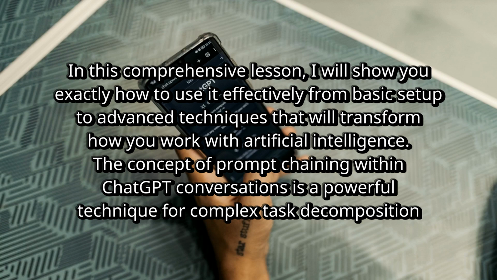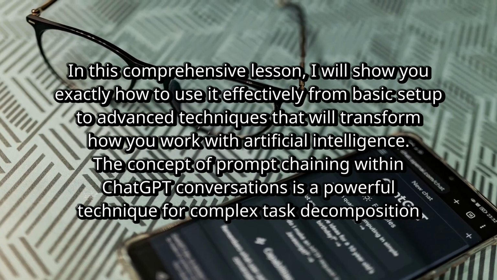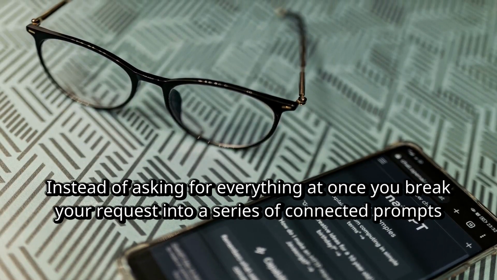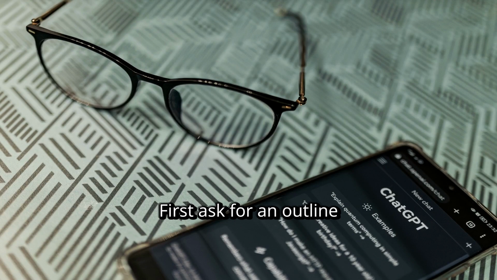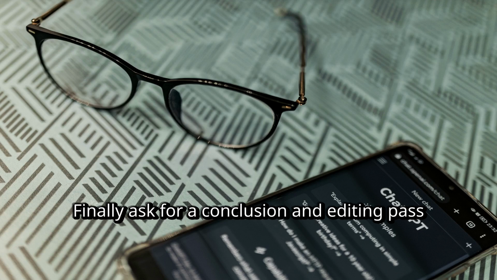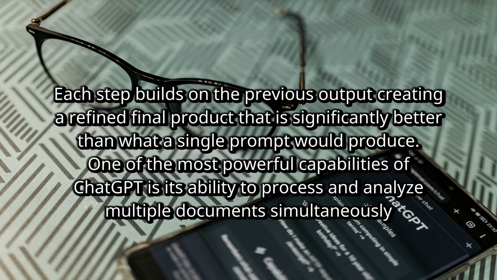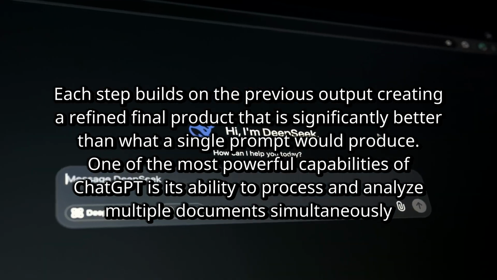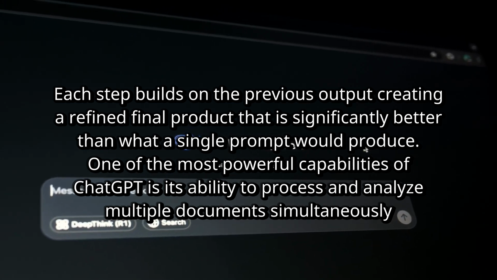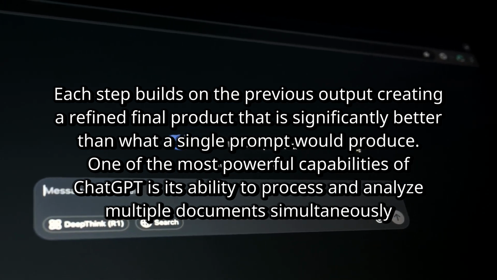The concept of prompt chaining within ChatGPT conversations is a powerful technique for complex task decomposition. Instead of asking for everything at once, you break your request into a series of connected prompts. First, ask for an outline. Then ask to expand each section. Finally, ask for a conclusion and editing pass. Each step builds on the previous output, creating a refined final product that is significantly better than what a single prompt would produce.